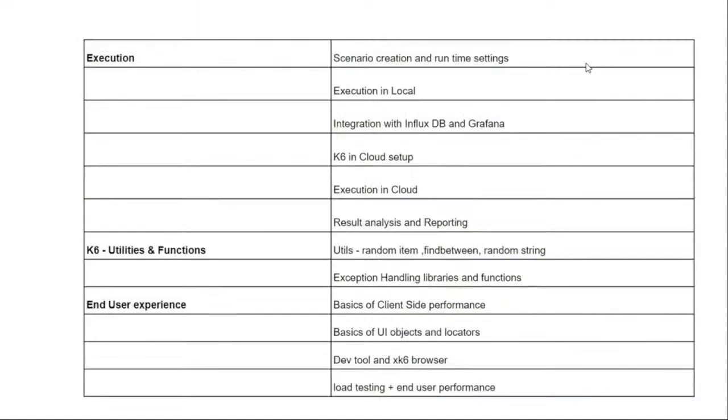Right. While we do this scripting, we would need a lot of pre-built utilities and functions, right? To pick random data, to pick a random item from the response, or to do some manipulation on strings. So you might need a lot of utilities and functions. All these things as well, we will look into as and when required during the script enhancement phase. And from an execution perspective, you can do execution in the cloud. K6 provides its own cloud, and you can also execute it locally since it's open source, right?